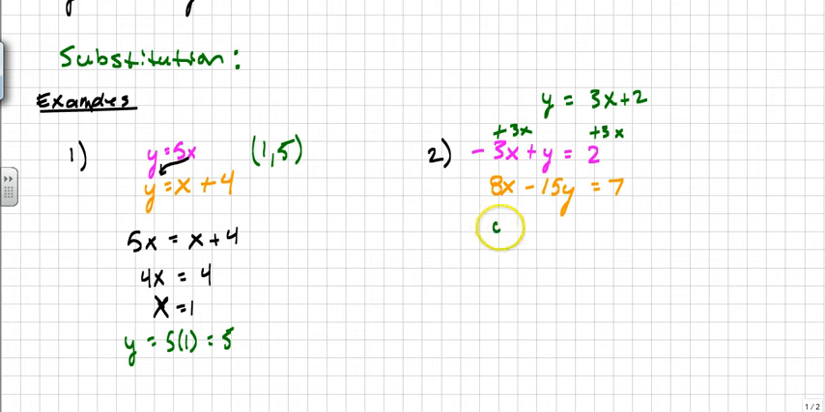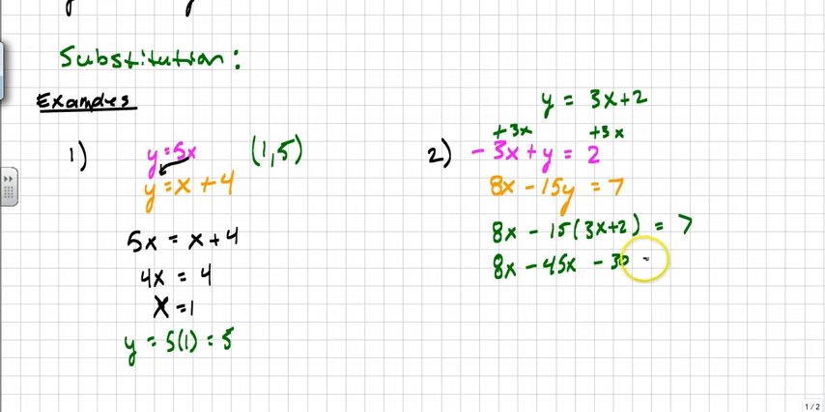So I've got 8x minus 15 times y. Well, I know y is 3x plus 2, so 3x plus 2 equals 7, and now I'm just solving for x. So 8x, and I'm going to distribute, so minus 45x minus 30 equals 7. I'm going to add 30 to both sides and combine like terms. So 8x minus 45x is negative 37x.